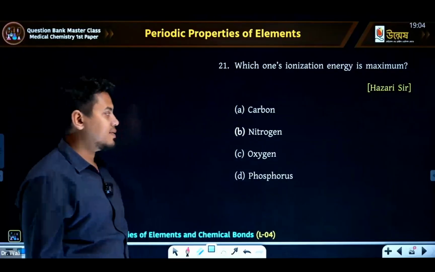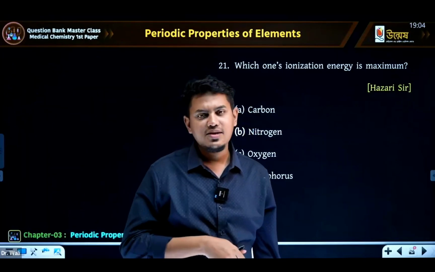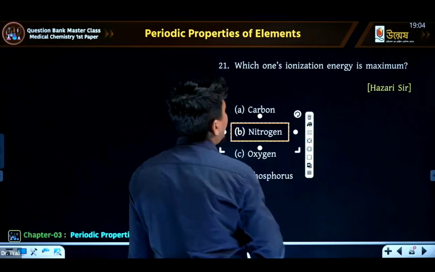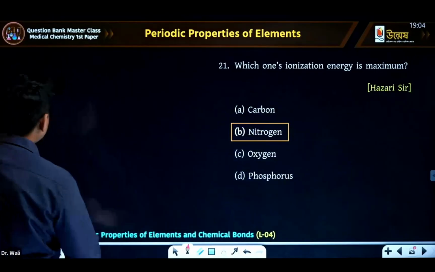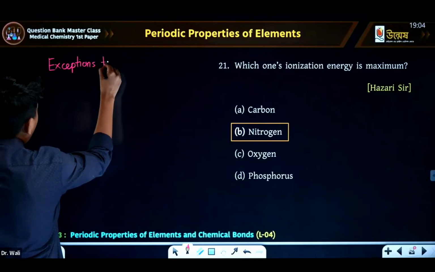Which one's ionization energy is maximum? We know inert gases show the highest ionization energy. Apart from the inert gases, the next highest will be nitrogen. So nitrogen will show higher ionization energy. Besides, you should also learn the exceptions of ionization energy in this case. Exceptions to ionization energy.